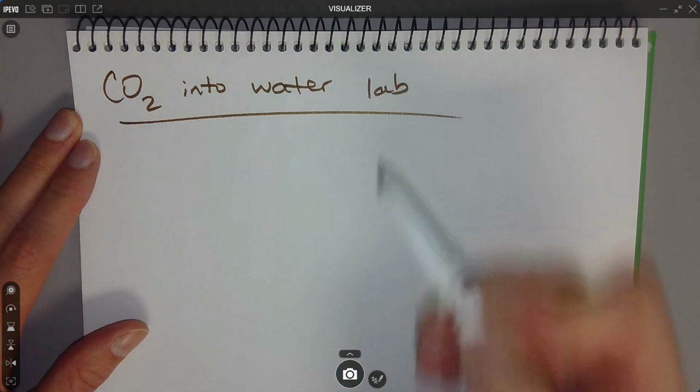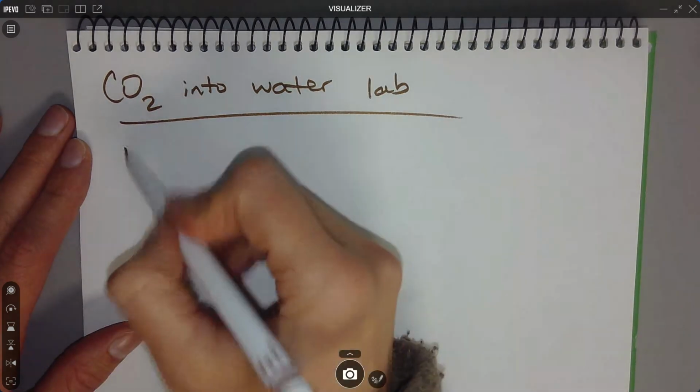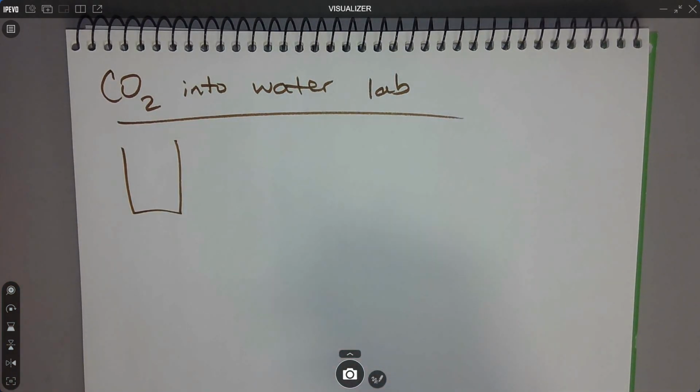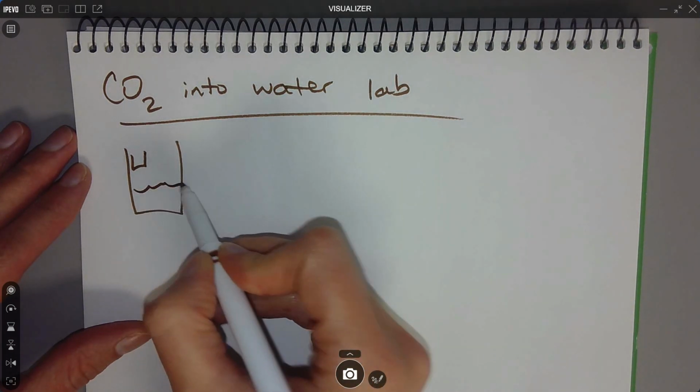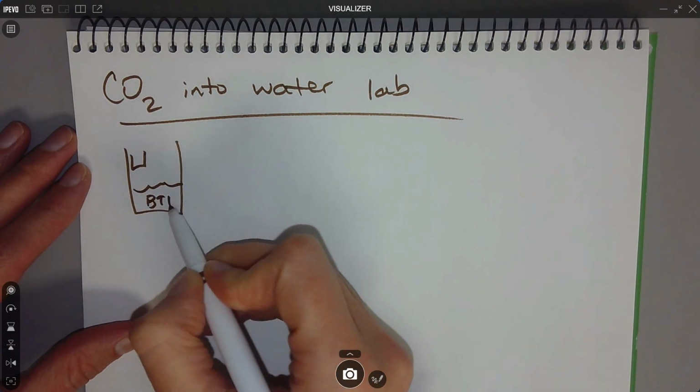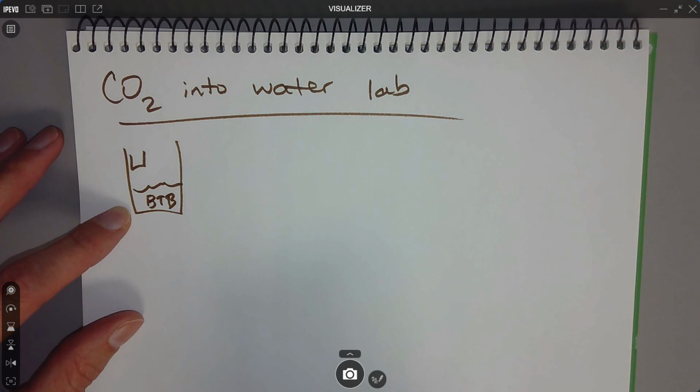H2CO3 level. Okay. So as a reminder, if you already have this written down, you probably don't need to write it down again. But we put water down here with BTB in it. What's BTB? If you don't know the name of it, it's okay to tell me what it does. An indicator. pH indicator. It changes color when what happens?